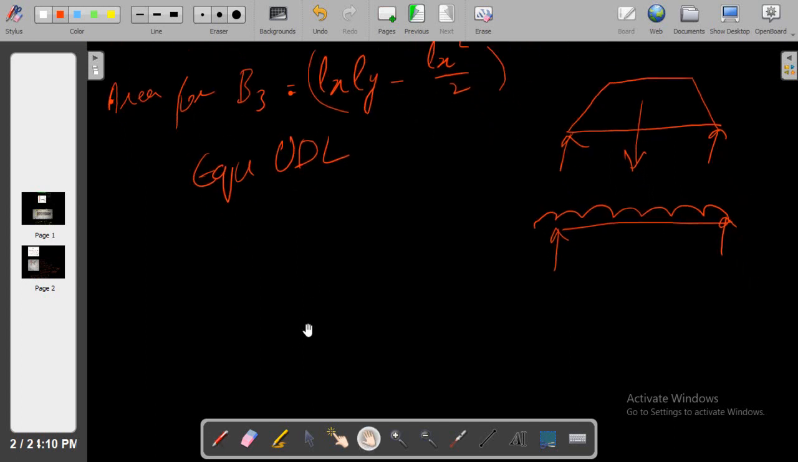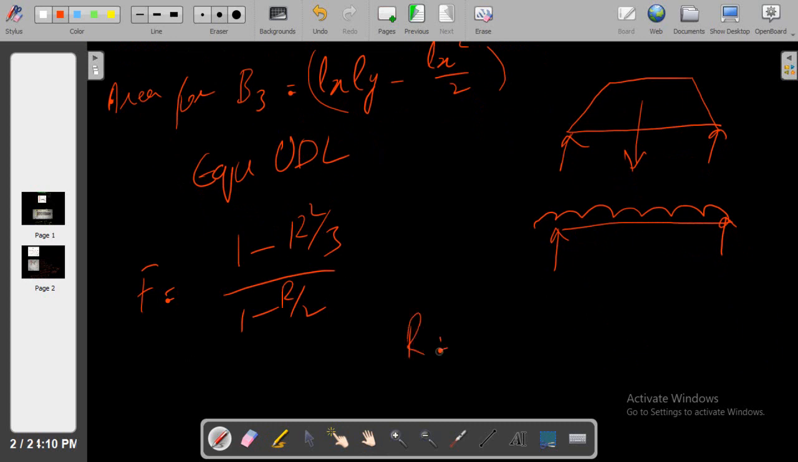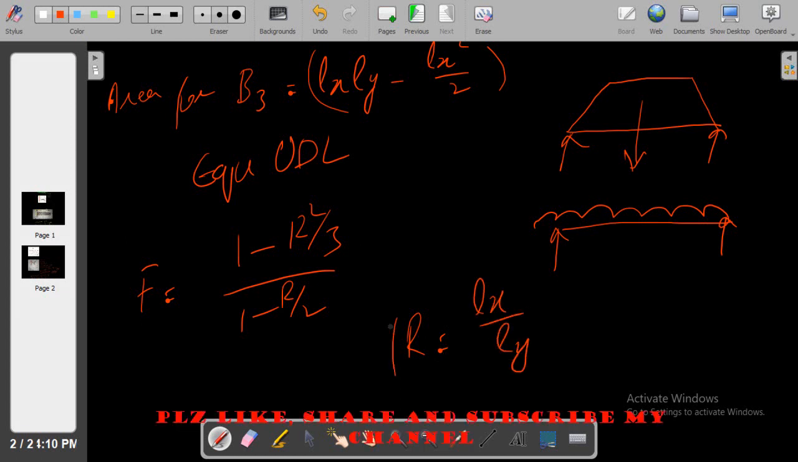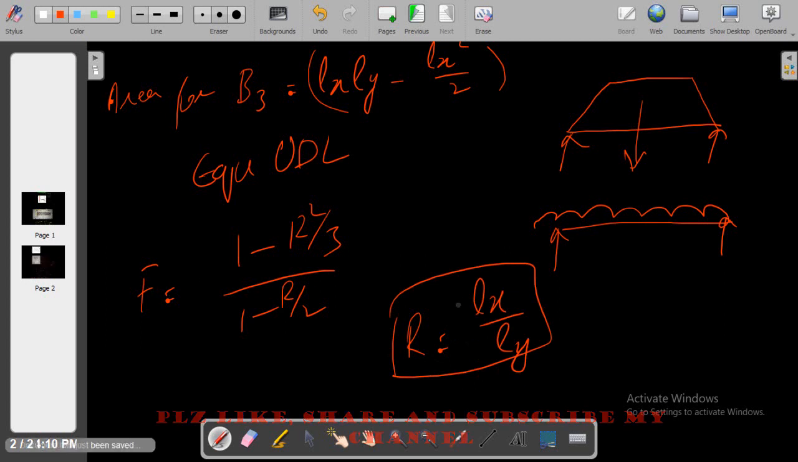And that factor will be F equals (1 minus R square divided by 3) divided by (1 minus R divided by 2). Where R is Lx divided by Ly, remember? We have to multiply this factor, but R will be equal to Lx divided by Ly.